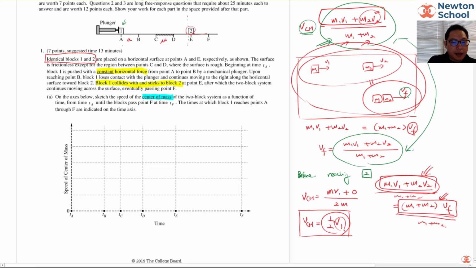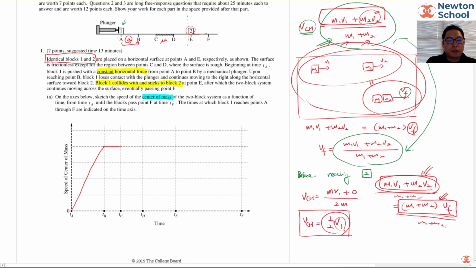So from A to B, you have constant acceleration, so probably I can draw something like this. And between B and C, remember this is frictionless and there's no acceleration, so velocity or speed will be constant.